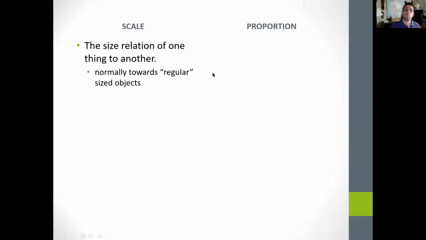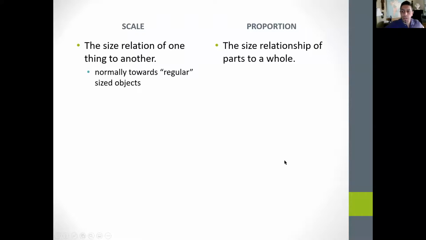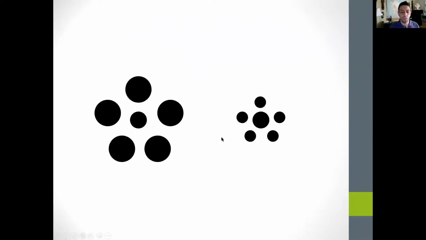Proportion, on the other hand, is the relationship of the parts to the whole. So proportion means, for example, my hand. My fingers are proportional to my whole hand. That's what proportion means: parts to the whole. So let's take a look at some artworks and describe scale and proportion.